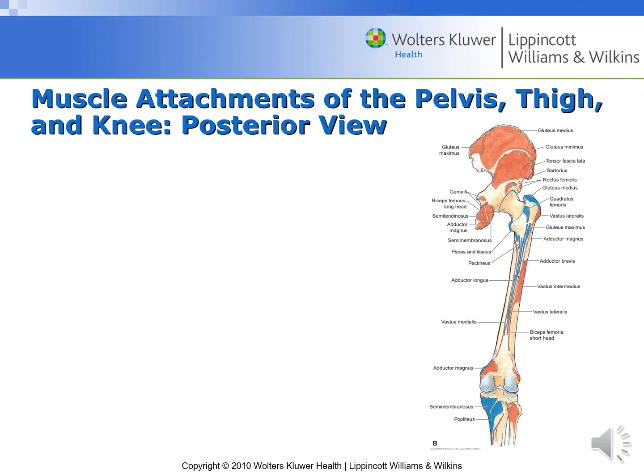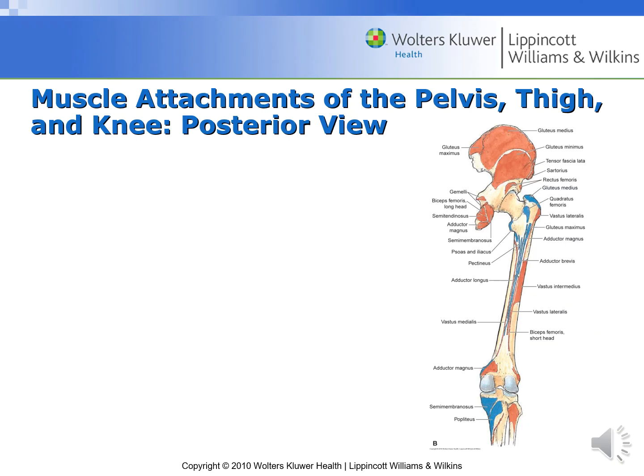From a posterior view, beginning most superiorly, of course, we see the gluteus maximus, the gemelli, we see the biceps femoris long head, the semitendinosus, the adductor magnus, the semimembranosus, the psoas and iliacus, the pectineus, the adductor longus, the vastus medialis, the adductor magnus, the semimembranosus, and the popliteus.